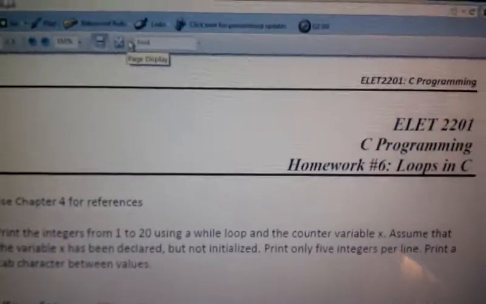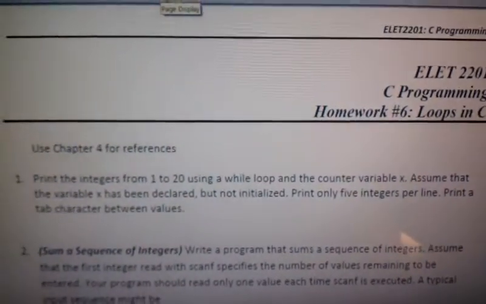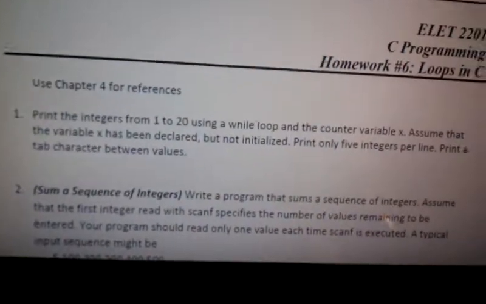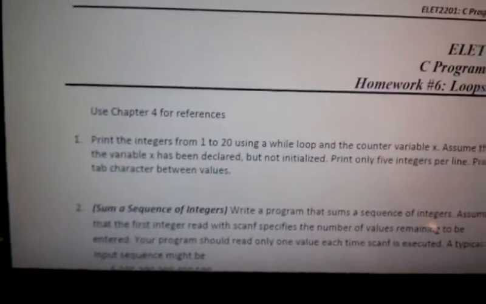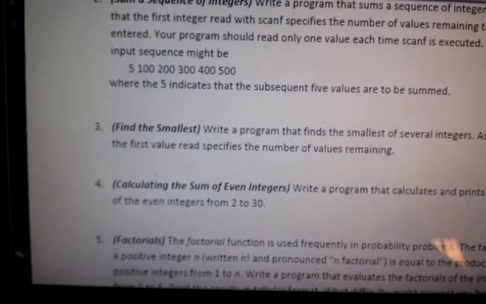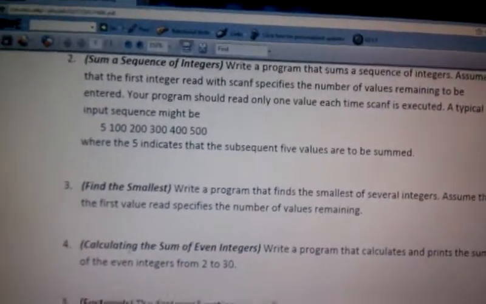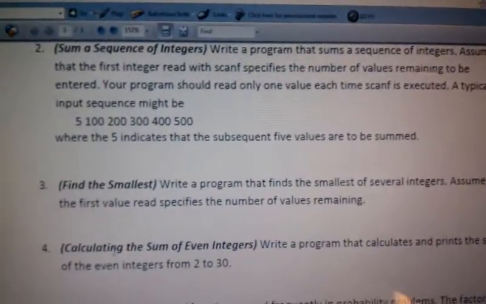I'm covering right now homework 6, loops, C programming. It's ELET 2201, as you can see. We had 6 problems. I'm going to go over a couple of them especially. We'll go over all of them, but especially, for instance, 1 and 4, they're basically one-time throughs. So once you run them, they're basically done.